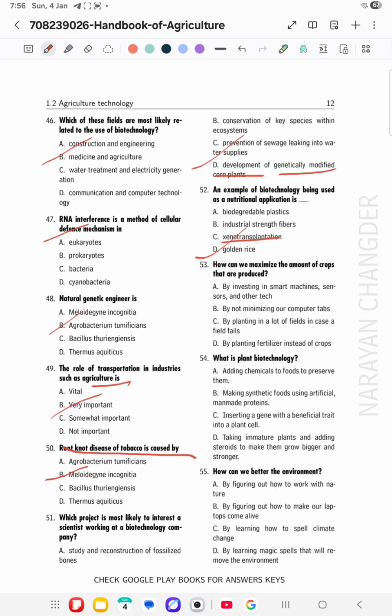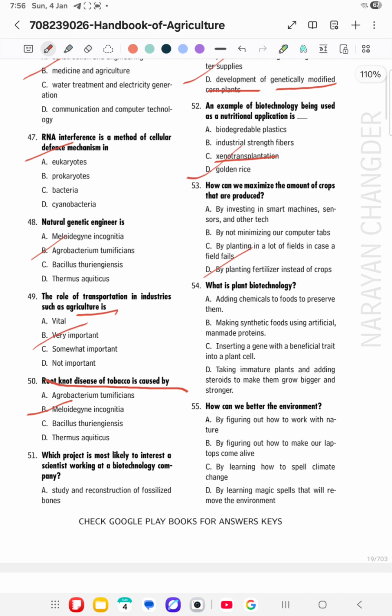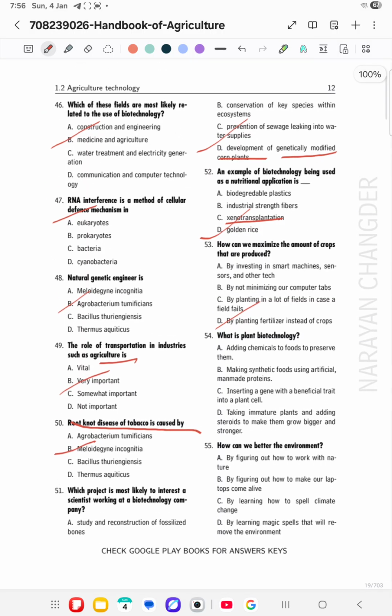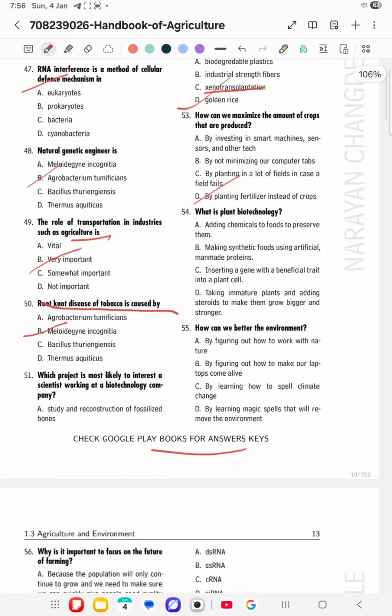How can we maximize the amount of crops that are produced? By investing in smart machines, sensors and other tech, not minimizing the computer. I don't know why they put a computer in this one. Okay, I'll see where I can find the answers. Then I'll do the next video.